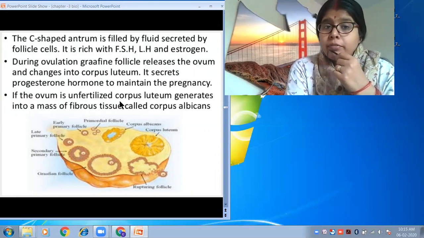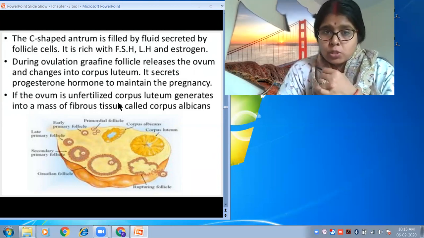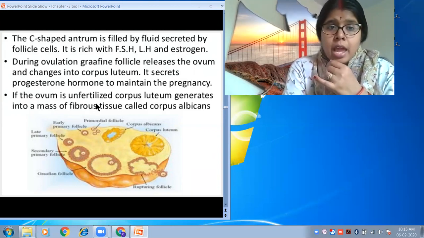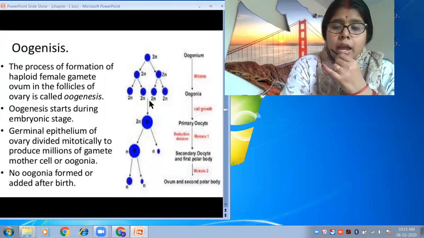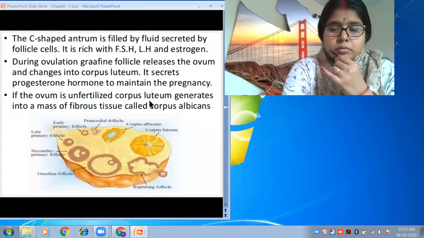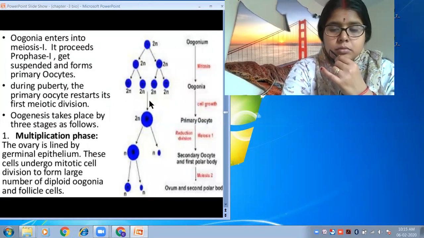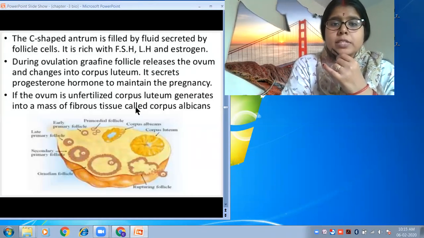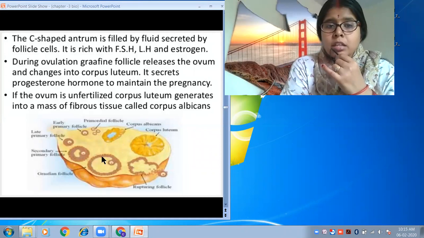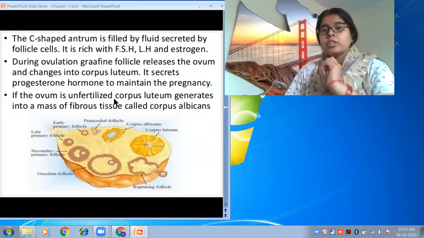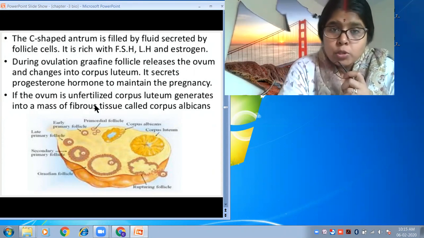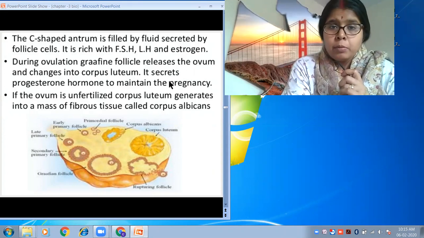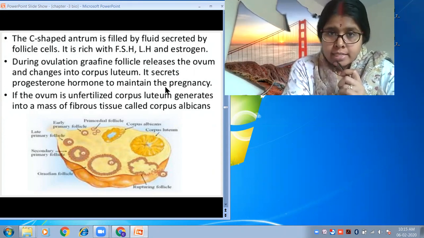If the ovum is unfertilized, the corpus luteum degenerates into a mass of fibrous tissue called the corpus albicans. If it is not fertilized, it is released outside the body as the menstrual cycle. If the ovum is fertilized, it maintains the pregnancy.